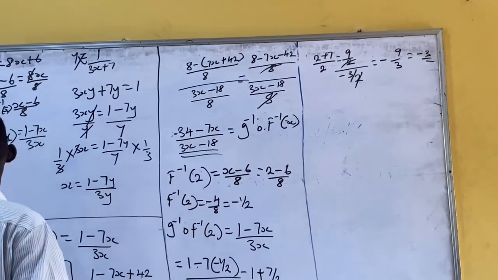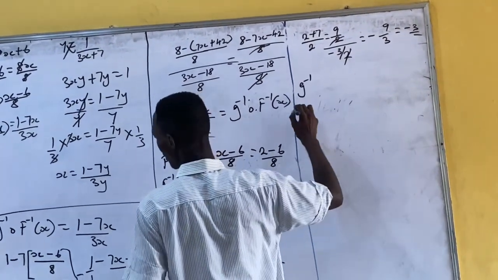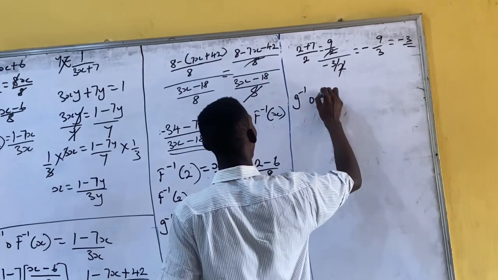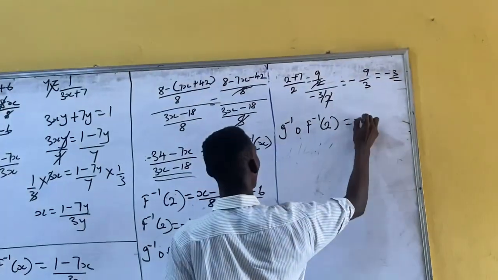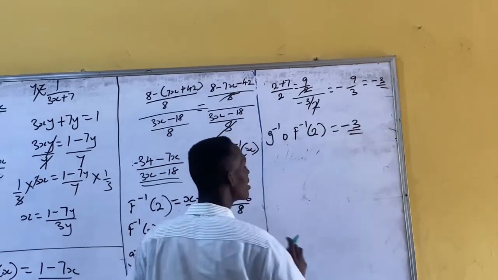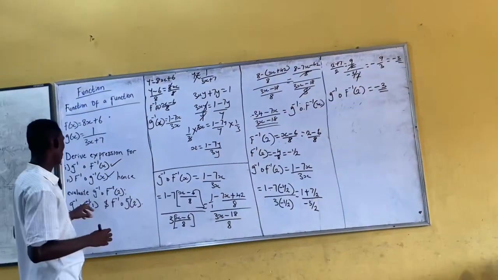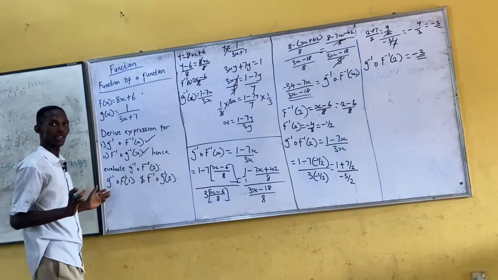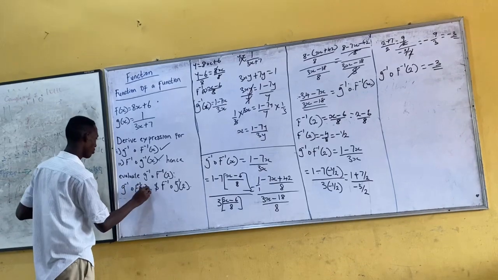Therefore, let me now write it the right way. G inverse of F inverse of 2 is equal to minus 3. This is our final answer. So now, as tempted as I am to solve this for you, I won't be doing that. You guys will do this too for me.